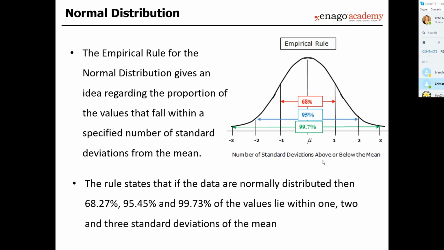The rule states that if the data are normally distributed, then 68.27%, 95.45%, and 99.73% of the values lie within 1, 2, and 3 standard deviations of the mean. And this is, again, represented very nicely in this diagram. The empirical rule.